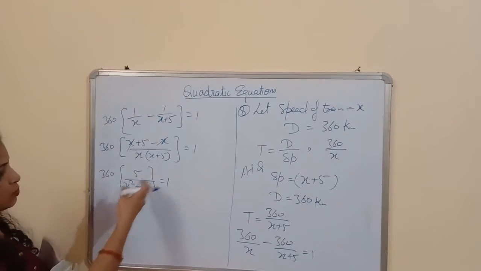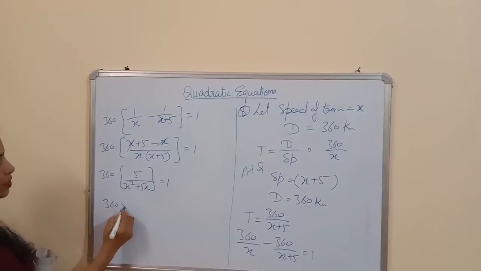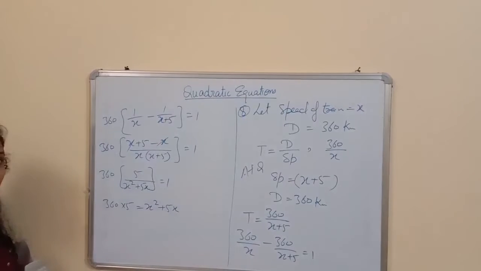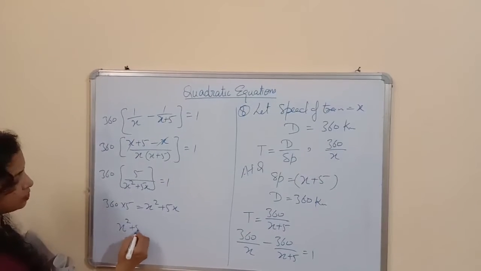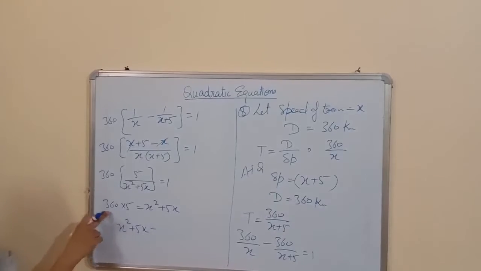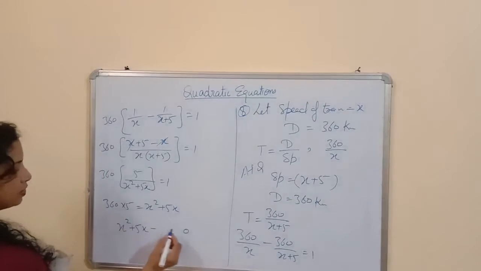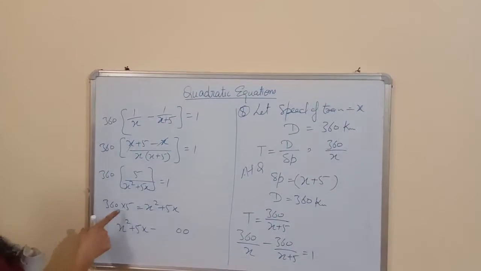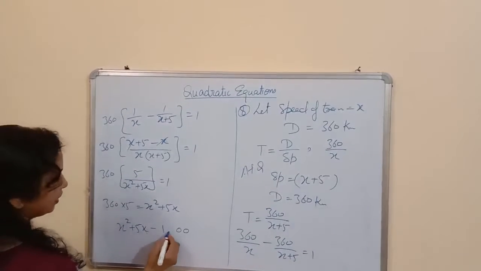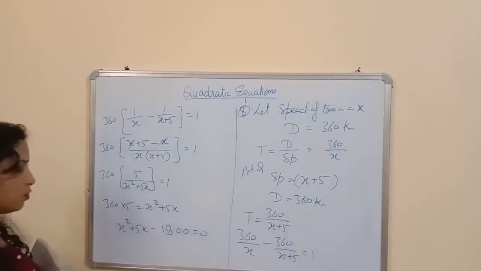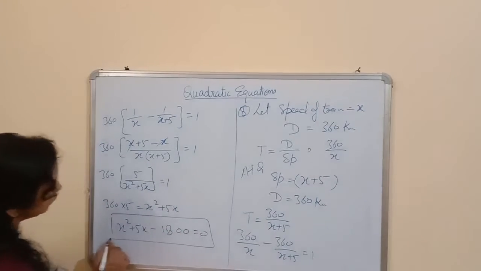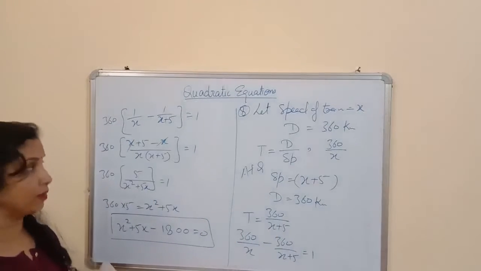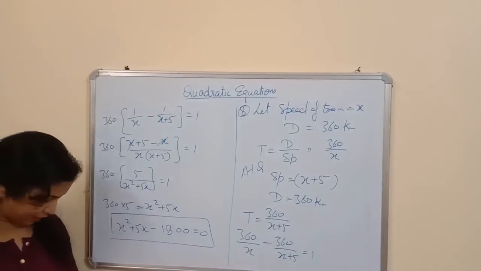We can cross multiply these values. 360 into 5 is equal to x square plus 5x. And what is the quadratic equation now? x square plus 5x minus 1800 is equal to 0. So this is the quadratic equation, and again you will solve it yourself by using any method, the quadratic formula or the factorization method. So this was question number 8.